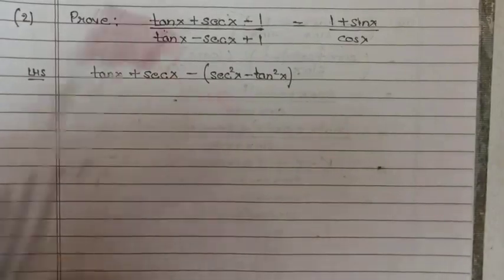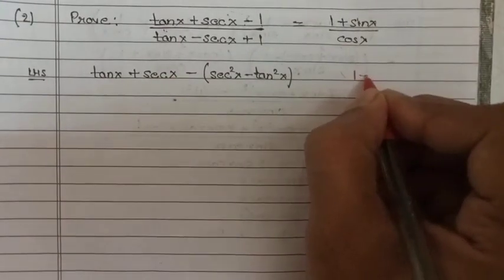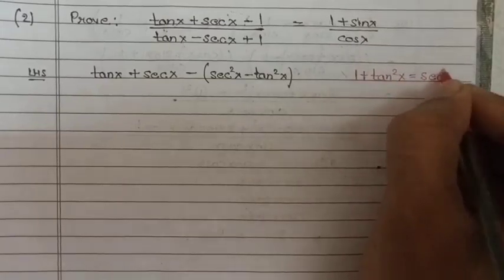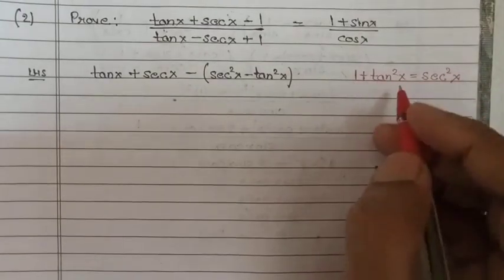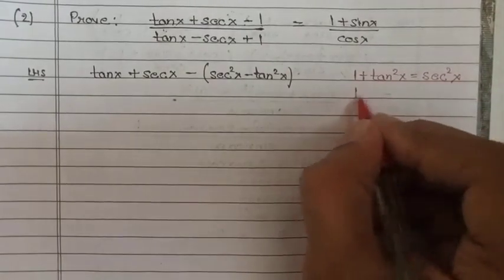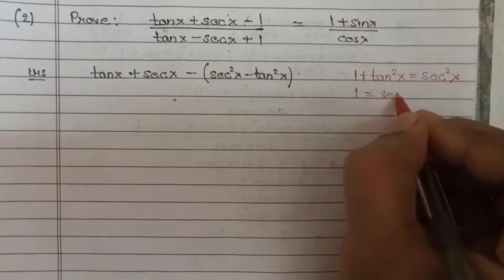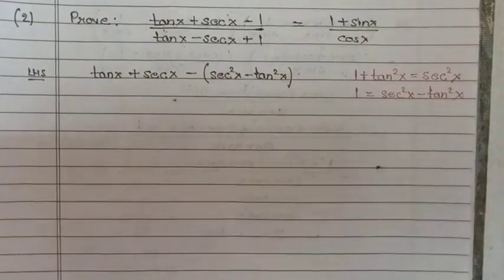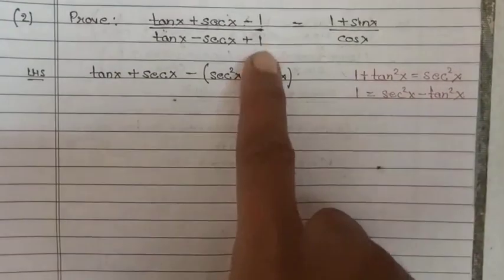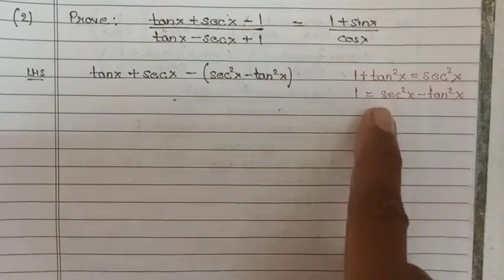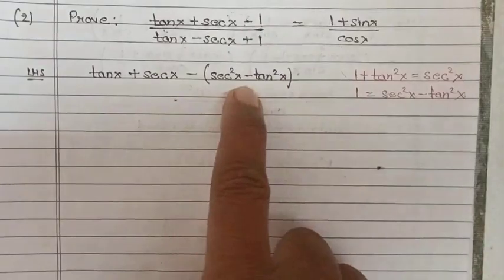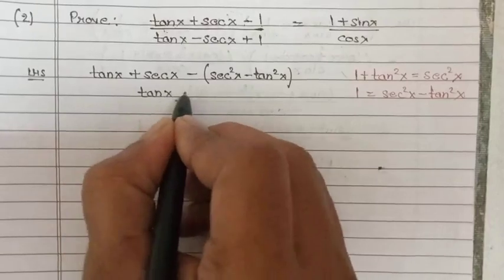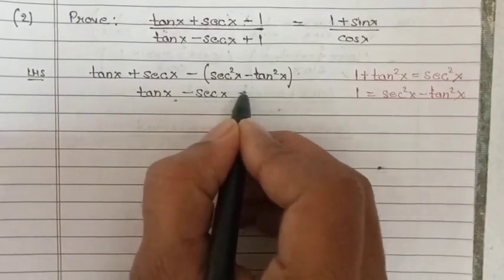Now from where we got this term, see, you must be knowing the formula 1 plus tan square is equal to sec square. So if I rearrange this formula, 1 is equal to sec square minus tan square. So here what I have done, I have replaced this 1 in the numerator place. This 1 has been replaced with sec square minus tan square. Okay, denominator remains as it is, tan x minus sec x plus 1.